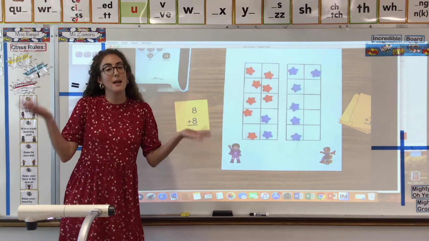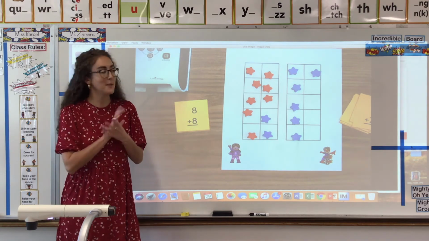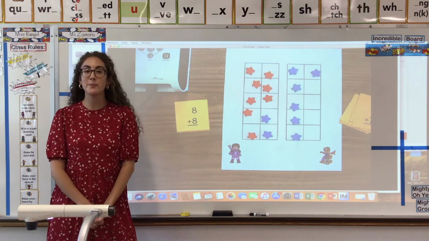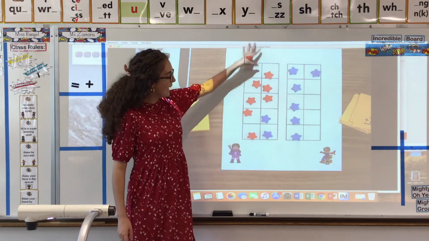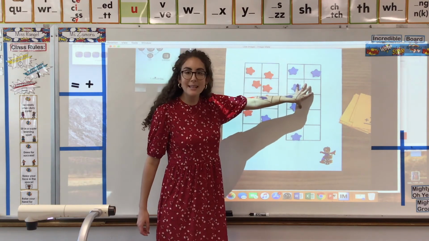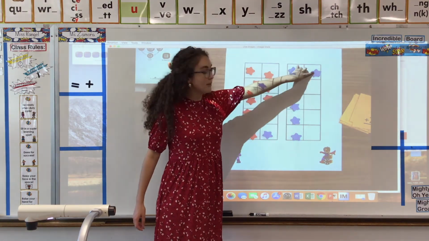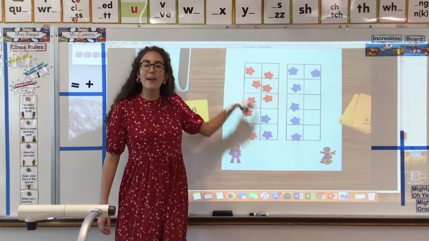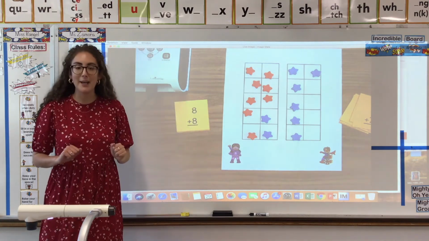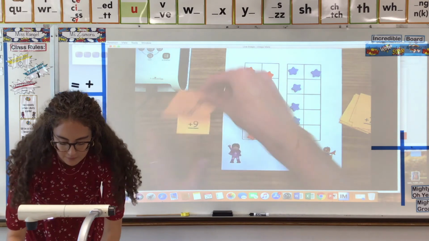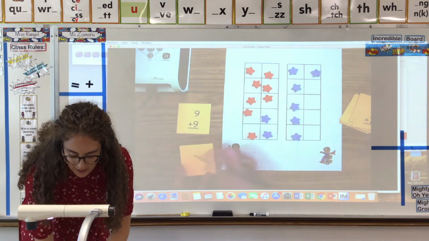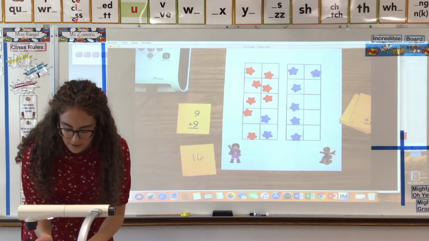What number did we create that rhymed? What's 8 plus 8? It's 16. We have 10 plus 6. And in 6, there's 5 and 1. All of this together is 16. So let's go ahead and write that on the back of our flashcard. We have 16 is 8 plus 8.